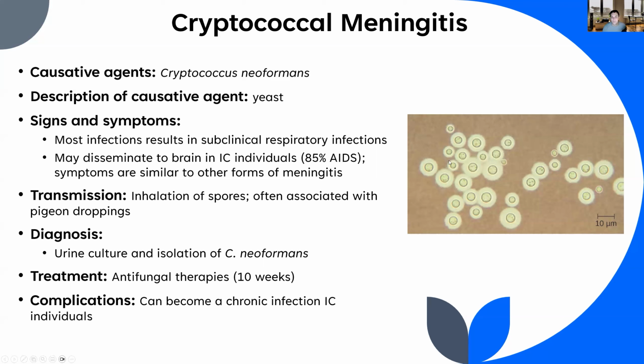Treatment is with antifungal therapies. This can last up to 10 weeks. And in people who are immunocompromised for one reason or another, again, it could be AIDS, it could be someone that has one of those primary hypersensitivities that I've talked about in other videos, this can become a chronic infection, and they just kind of have to live with this in their body and hope that it doesn't spread and get worse over time. It's almost a bit like having cancer, where it's there, you want to keep it in check, and then hopefully it doesn't spread and cause more issues.